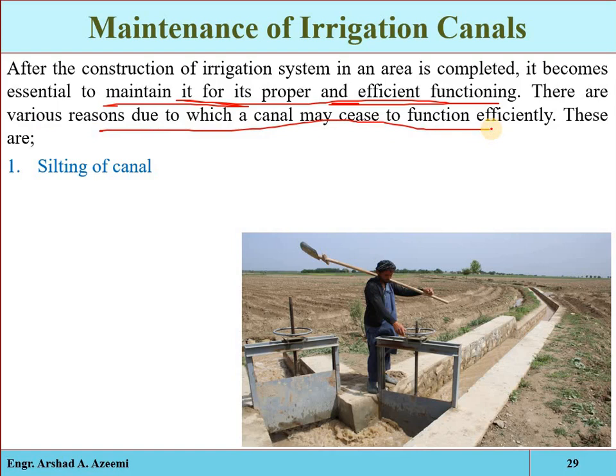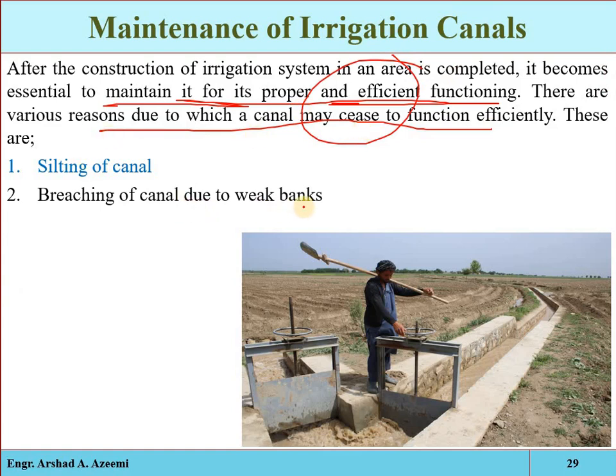For example, if there is some silt particle in the irrigation water, and when it is deposited, as we have already discussed in the previous lectures, it will affect the canal capacity. Okay, so if the canal capacity is affected, automatically the canal efficiency will be affected and it will not work properly. And also breaching of the canal due to the weak banks. Okay, if the banks are weak, and for example if they are damaged by humans or machinery or by animals, then the water will overflow into the nearby area. So one problem is the area will be affected, and the second problem is the water will be lost.